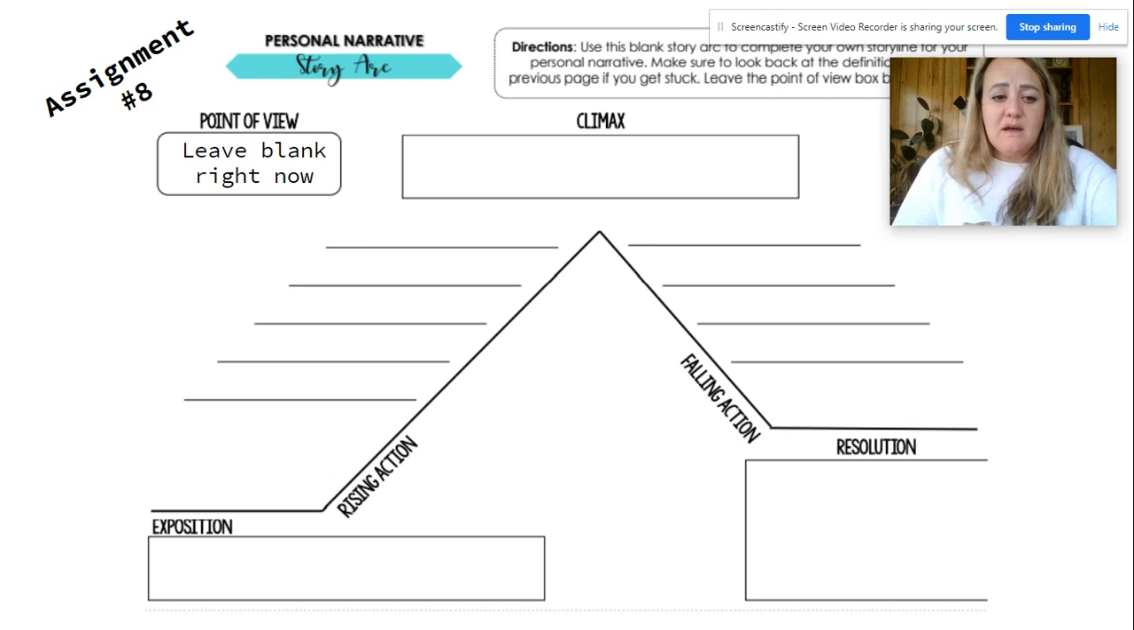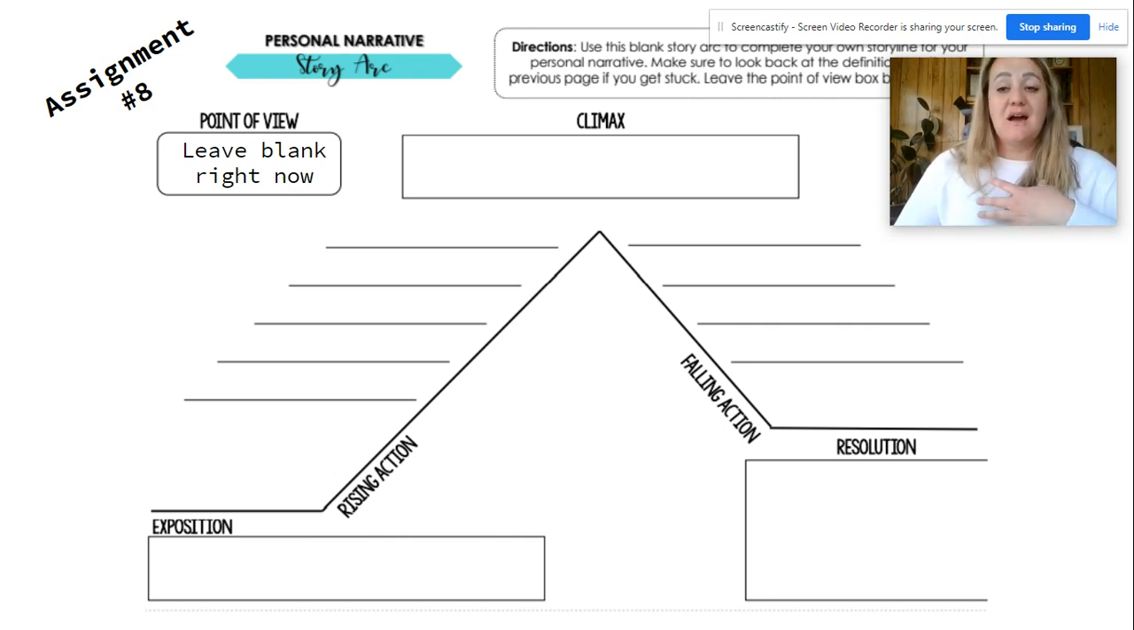So you can see that there is a spot for your exposition. That's the spot where you're going to start your story. This is who are the characters? Who are the people that were there? Where were you at? Why were you there? What was going on? Because we want to make sure that we're answering questions that we think our reader might have.